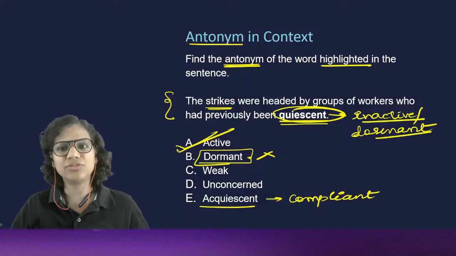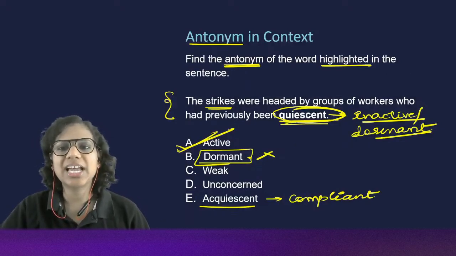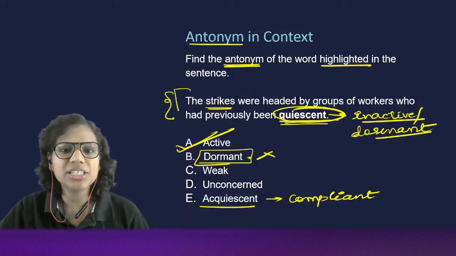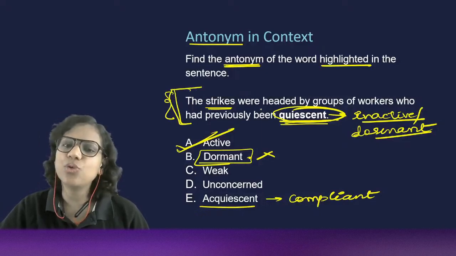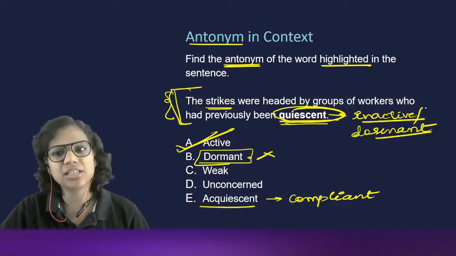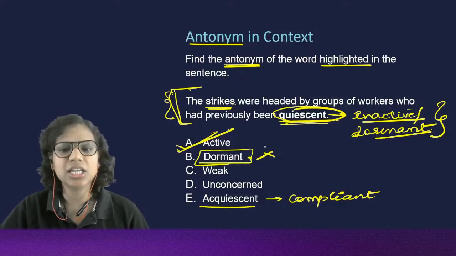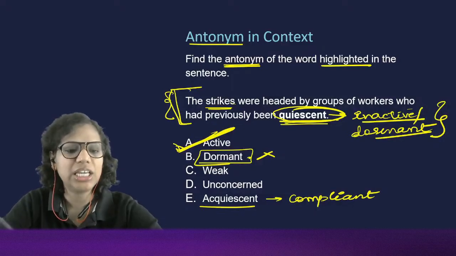So when you have this question where a word is highlighted and you're asked the antonym, even if it is highlighted in a sentence, first see what would be the meaning of this word in this sentence. The meaning of this word in this sentence is this. And then give me the antonym of this word. So if the meaning is inactive, the opposite will be active. A.